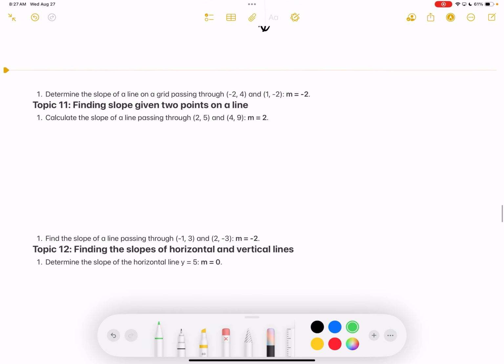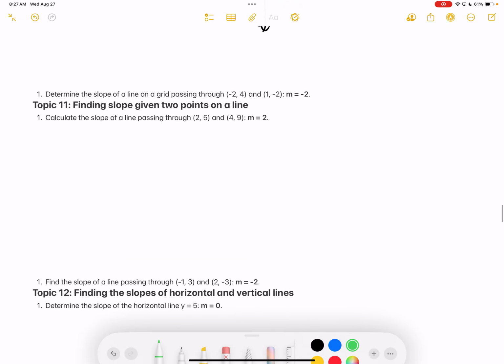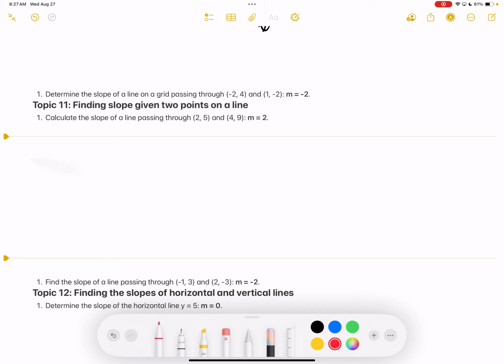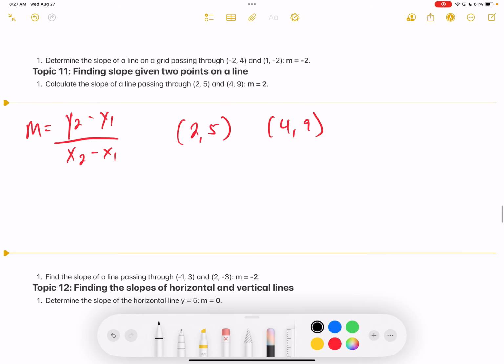All right, finding a slope given 2 points. I think y'all have seen this probably before as well. The y sub 2 minus y sub 1 over x sub 2 minus x sub 1. You are welcome to label these. You have x1, y1, x2, y2. You have 2 x's and 2 y's.